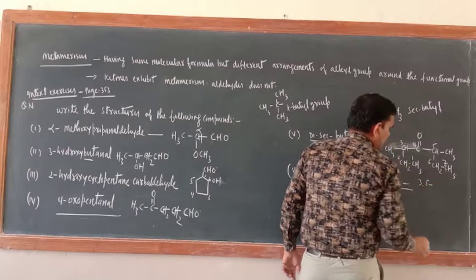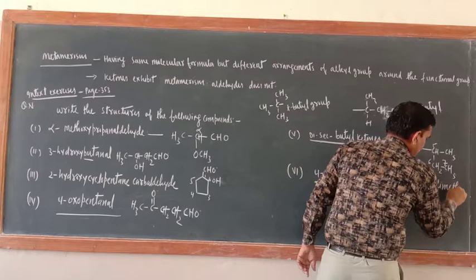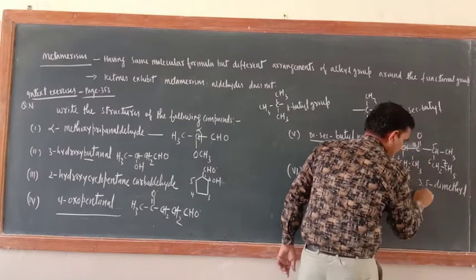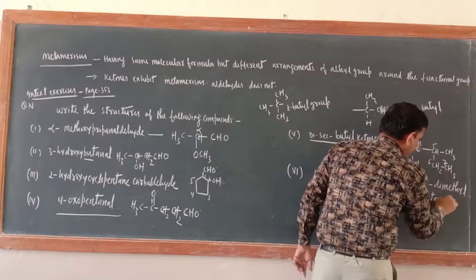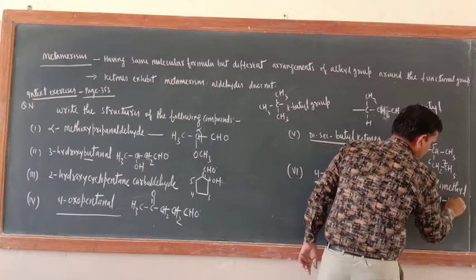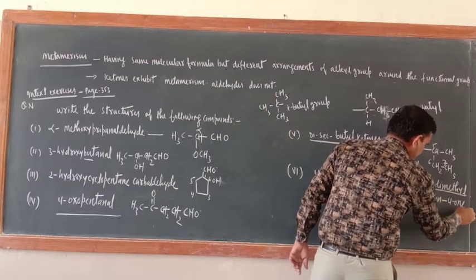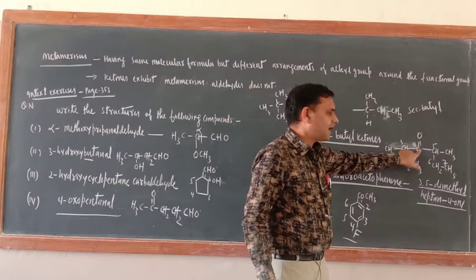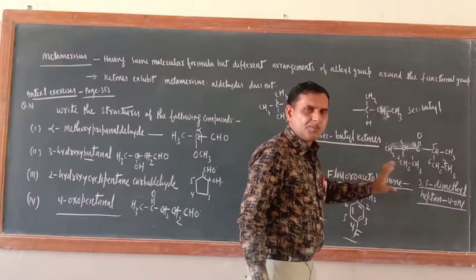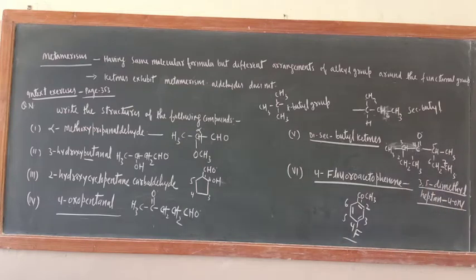3,5 dimethyl heptane 4-one. At the 4 position the ketonic group is there. So be careful, take care of each and everything. In this way this is completed.